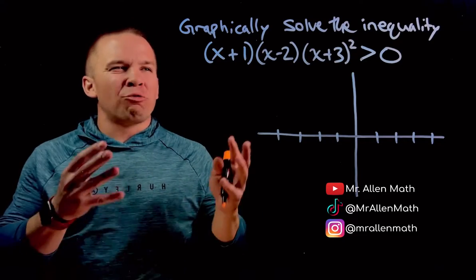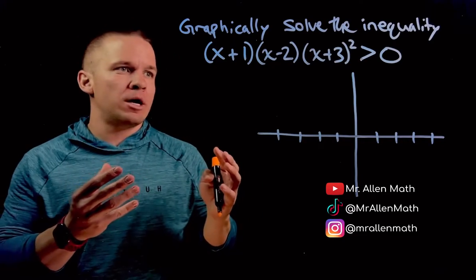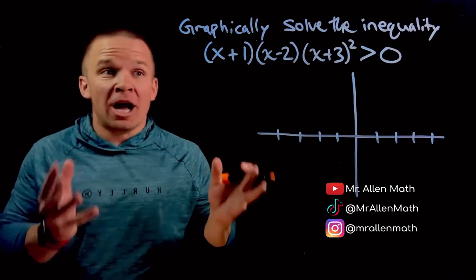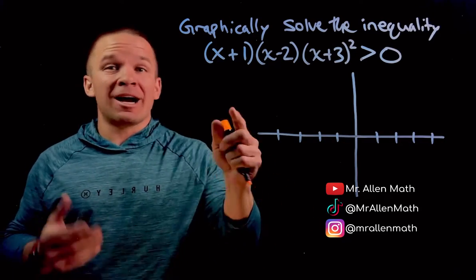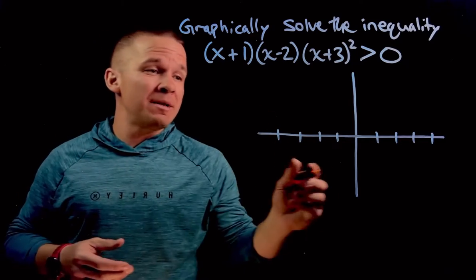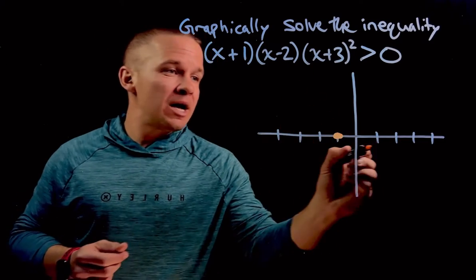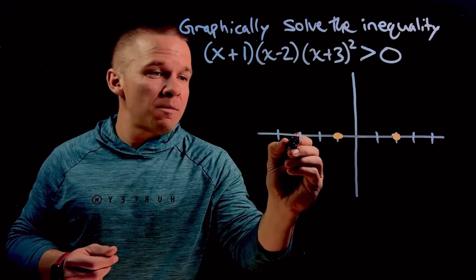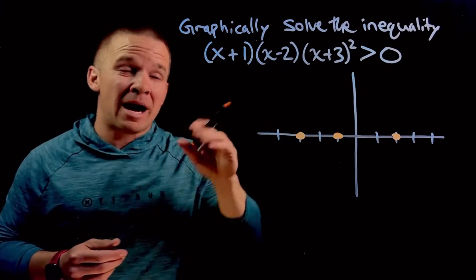Mr. Allen here. We're about to graphically solve this inequality right here. Polynomial inequality. Ooh, I love these. All right. So first things first, I got to look at my critical values here, right? Which are going to be my x-intercepts or my zeros, which is going to be at -1, at +2, and at -3, but with a multiplicity of 2, meaning it's going to bounce off that.